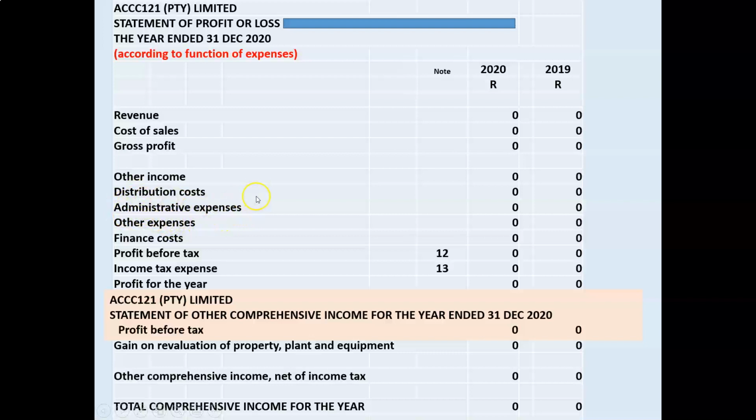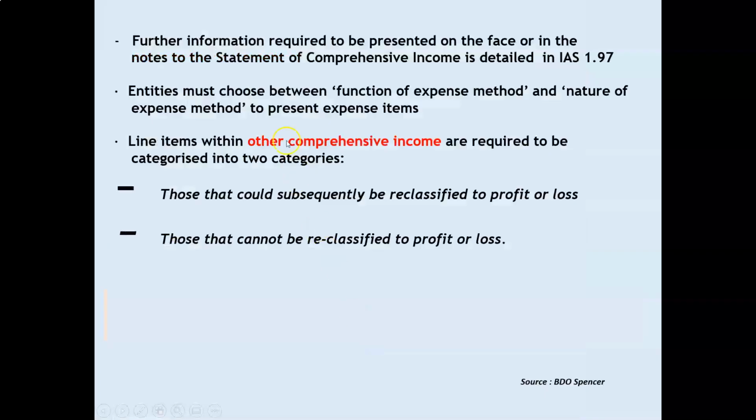We're going to have a look in all examples that we're going to do hereafter in different types of distribution, admin, and other operating expenses. If it's not a selling and distribution cost or it's not an administrative expense, it will be another operating expense. Finance cost, that is interest received and interest paid, and then the rest speaks for itself.